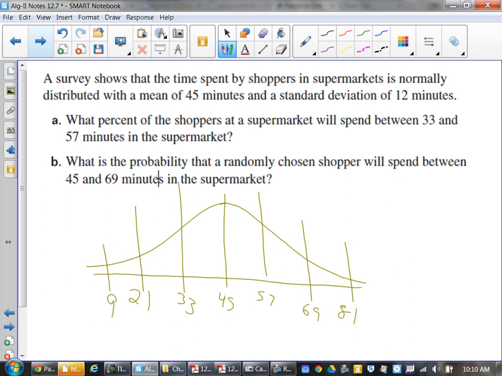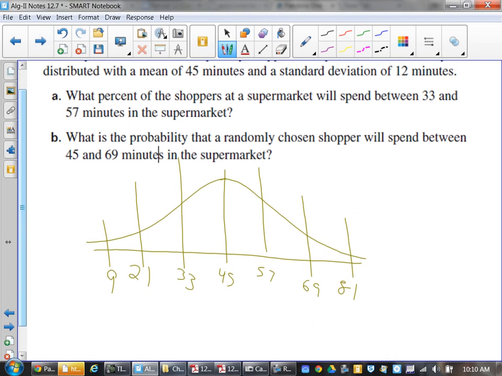So now, when you look at this, since we know that this is normally distributed, it's asking what percentage of the shoppers at the supermarket will be between 33 and 57 minutes. Well, how far is that? It's 68%. Okay. What's the probability the randomly chosen shopper will be between 45 and 69 minutes? Well, we knew that this much was 0.34. This whole thing would have to be 95. So half of it, what's half of 95? 47.5, subtract 34 and you get?